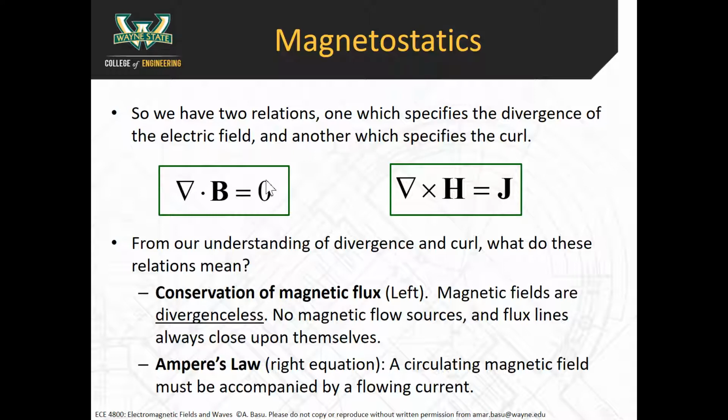Magnetic field lines flow from north to south. And there are no magnetic point sources, just like there are positive and negative charges. I'll get to that in a second. Ampere's law, the right equation, says a circulating magnetic field must be accompanied by a flowing current. So it can go both ways. If you have a circulating magnetic field, something that curls around, it can generate a current. And the opposite is also true: if you have a current, it generates a circulating magnetic field.